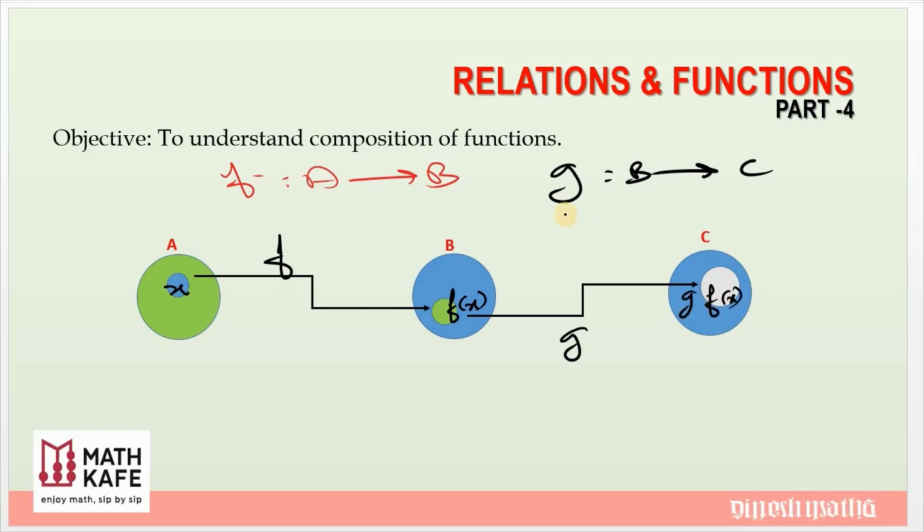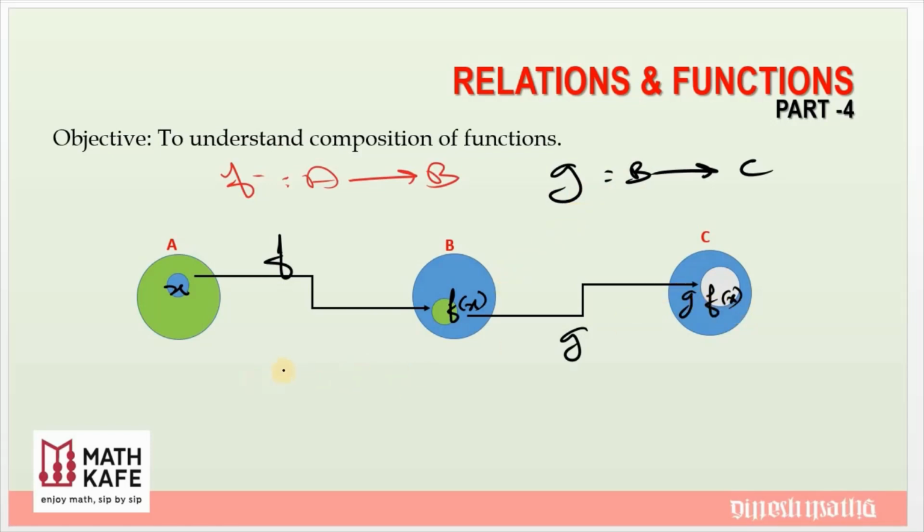You remember, a function is always an input and there will be a corresponding output. I am taking an element x from the first set and it is going through the operator f. Certainly the output is f of x, and this f of x is already in the set B, and now we are going for the operator g. Final output will be g of f of x.